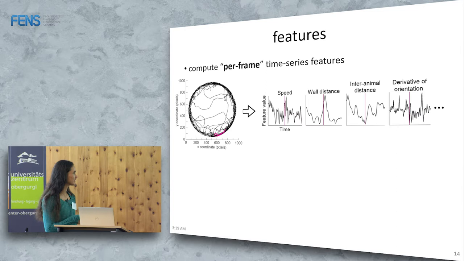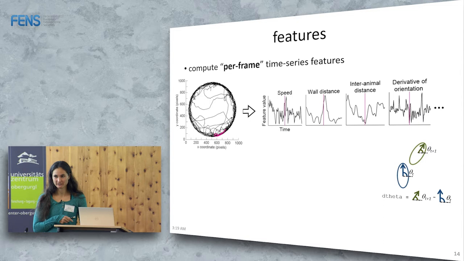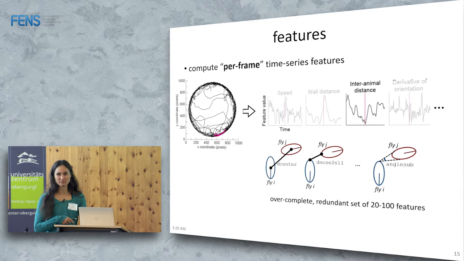Like the speed of the animal, how far the animal is from the wall. So the kind of distance that the fly moves from one frame to the next, the distance between the centroid of the animal and the arena wall, the distance between a pair of flies, or the change in orientation of these flies. So we can compute a bunch of these statistics. We have about between 20 to 100, depending on what type of animal that we are looking at. And then we can use these statistics to try to create a chase classifier.